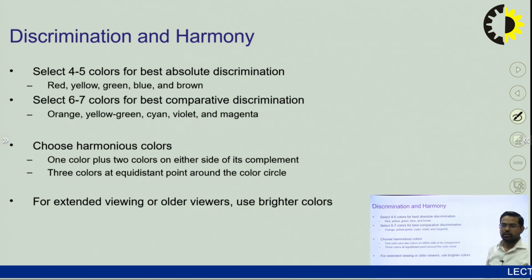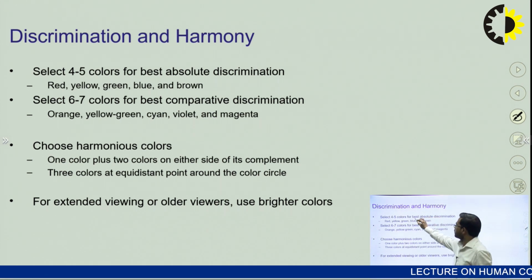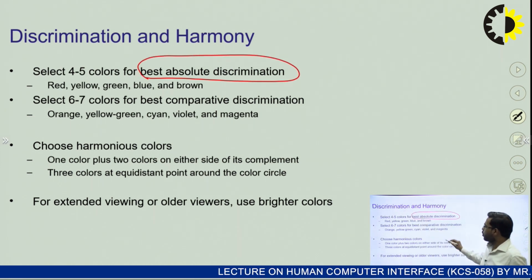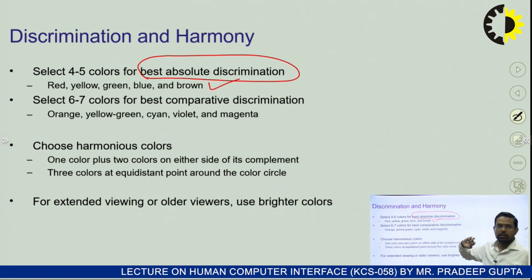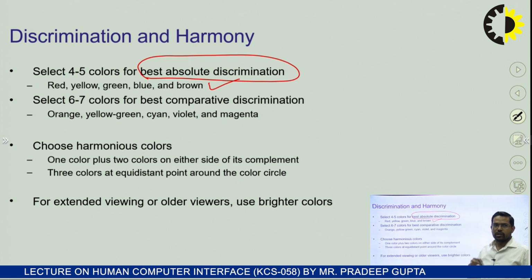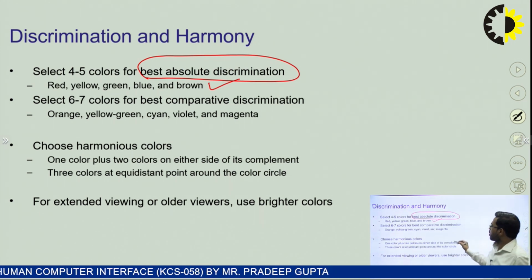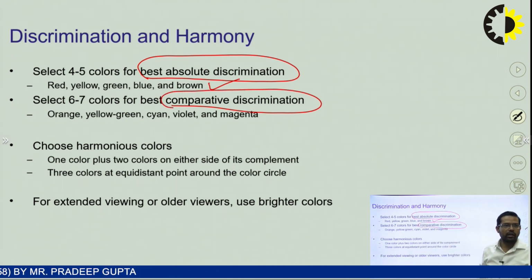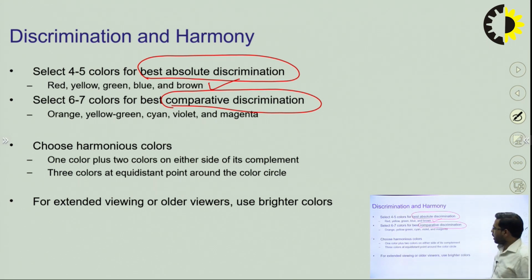Discrimination and harmony. Select 4 to 5 colors for best absolute discrimination, just like red, yellow, green, blue and brown. Select 6 to 7 colors for best comparative discrimination. Orange, yellow, green, cyan, violet and magenta are basically for comparative discrimination. Which kinds of harmonious colors are there? One color plus two colors on either side of its complement. Or three colors at equidistant points around the color circle.